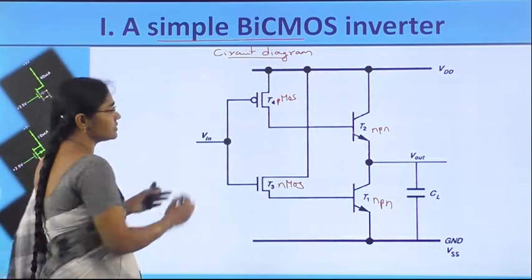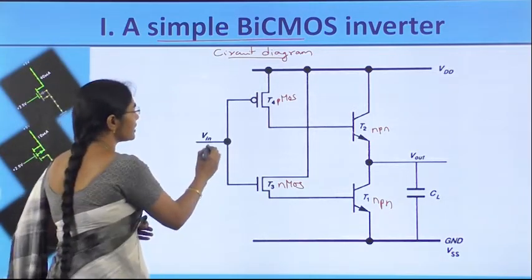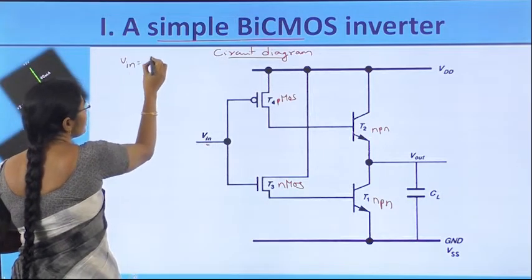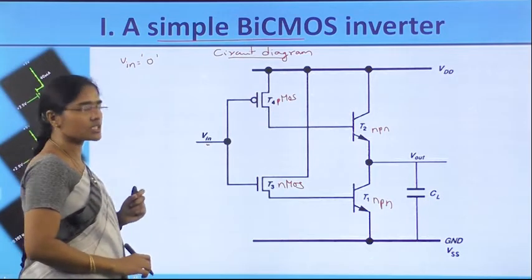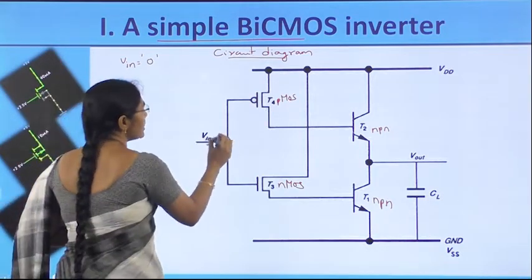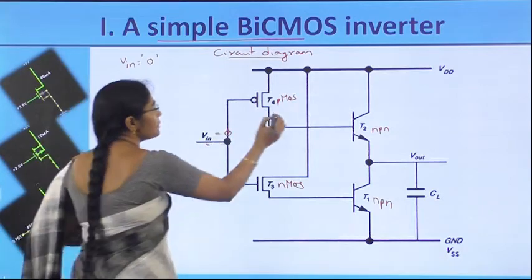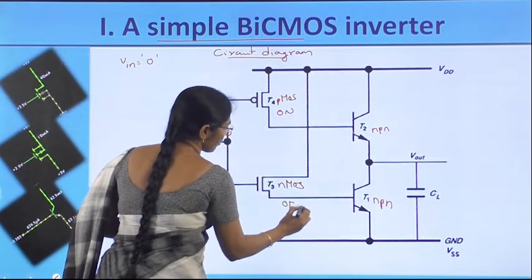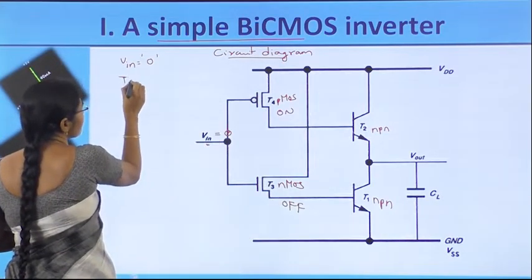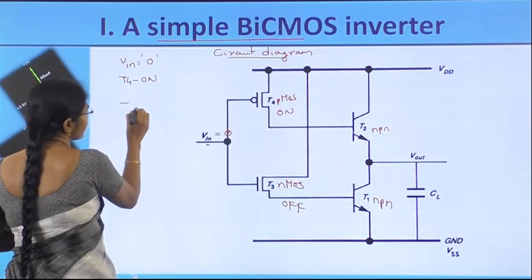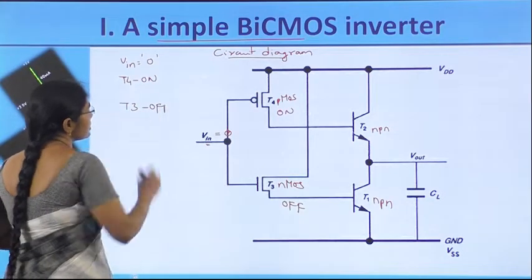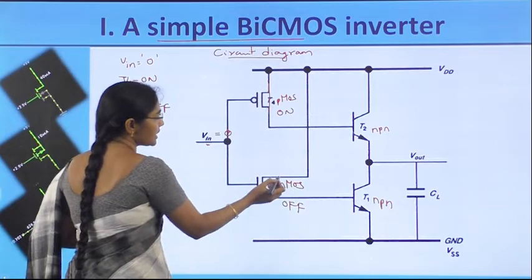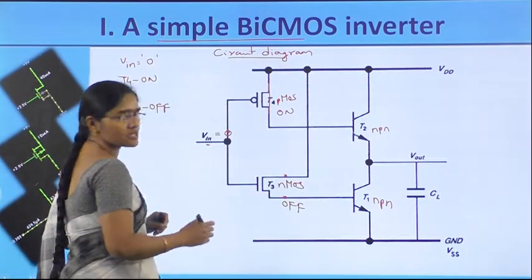So let us observe the operation of this by applying different values at the Vin value. First, let us take Vin equal to logic 0. Now what will happen? When Vin is applied as logic 0, PMOS transistor T4 is on and NMOS transistor T3 is off. So, due to the T4 transistor is on, it is acting as a short circuit, and T3 off means it is acting as open circuit.